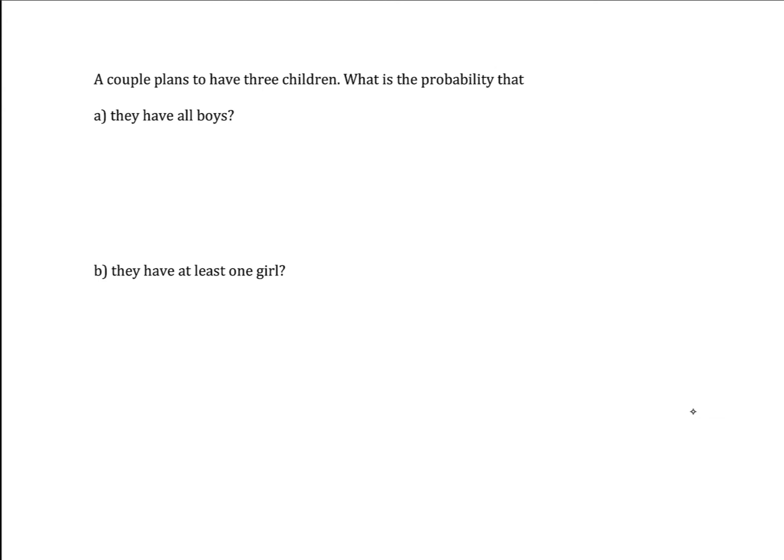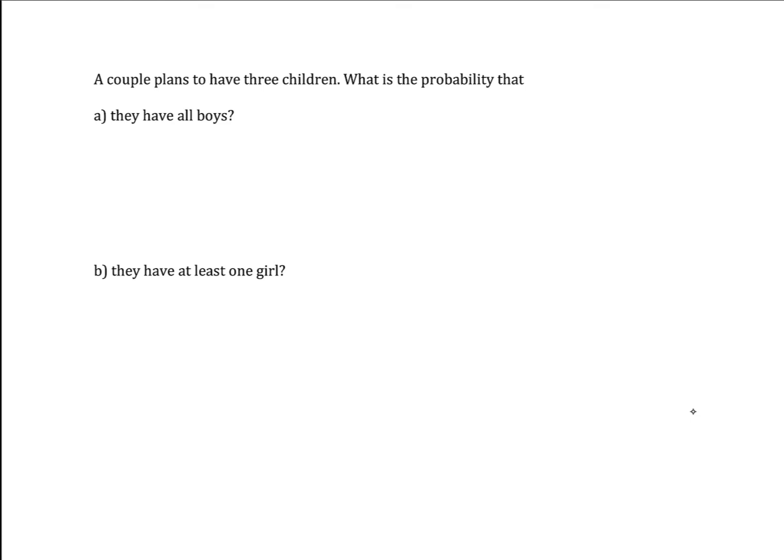A couple plans to have 3 children. What is the probability that they have all boys and they have at least one girl? Okay, starting with the first. So the probability of all boys.